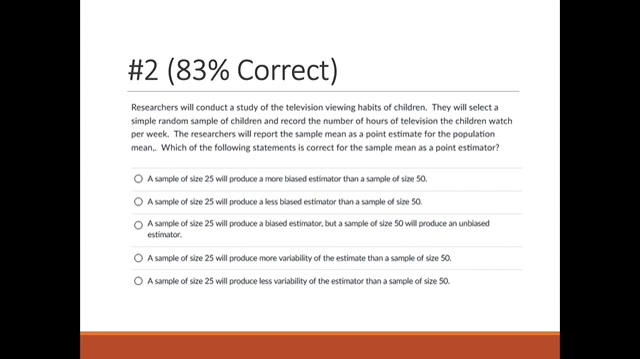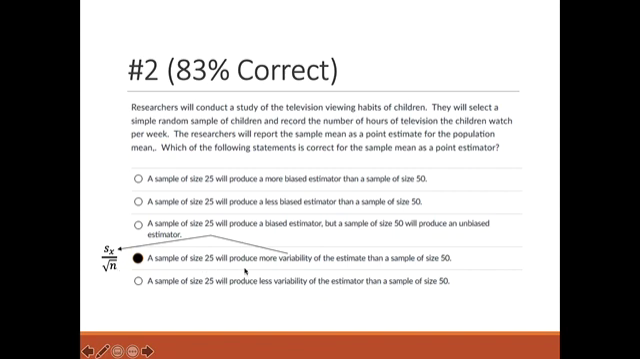So 83% got the second question correct here. It's a sample size of 25. That sample size will produce more variability than an estimate or a sample size of 50. Why is that? That's because when you build the standard error, the standard deviation is going to be in the numerator. Then the denominator is the square root of the sample size. That formula is on your formula sheet.